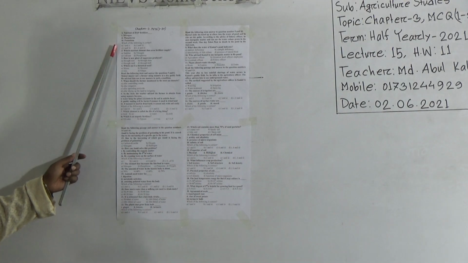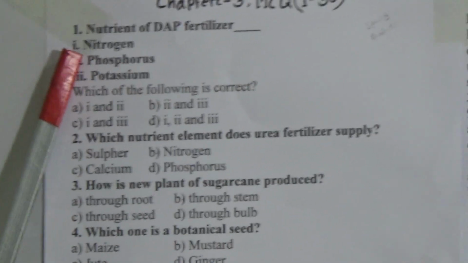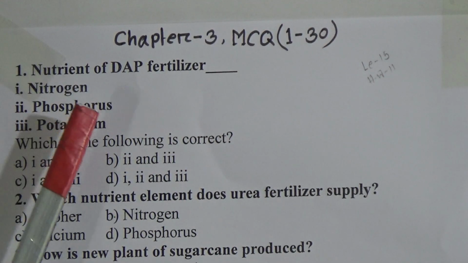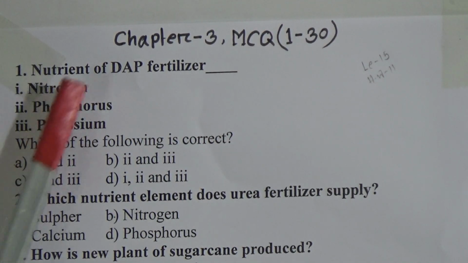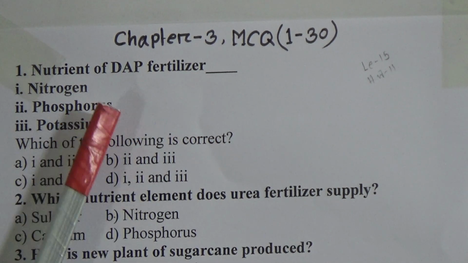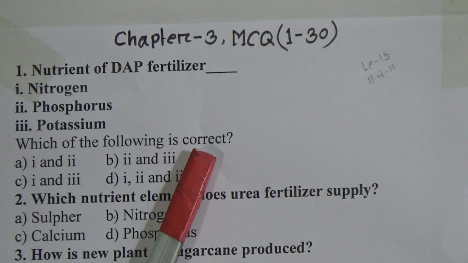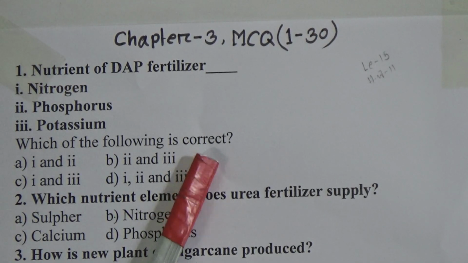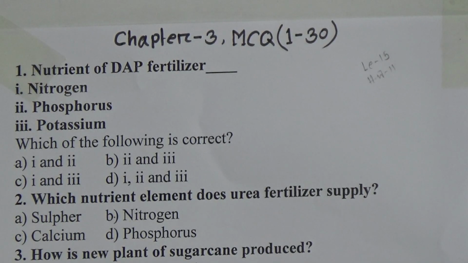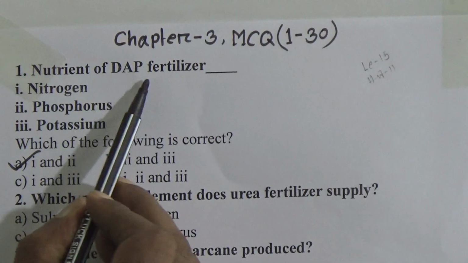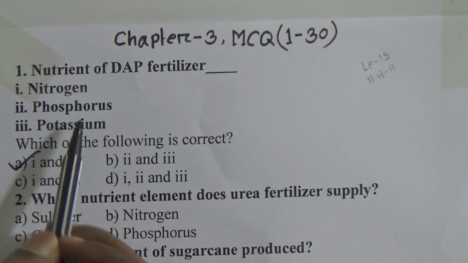So look at the first one. Here I have written also chapter 3 MCQ 1 to 30. So look, the nutrient of DAP fertilizer: 1. nitrogen, 2. phosphorus and 3. potassium. Which of the following is correct? The nutrient of DAP fertilizer represents nitrogen and phosphorus, that means 1 and 2.